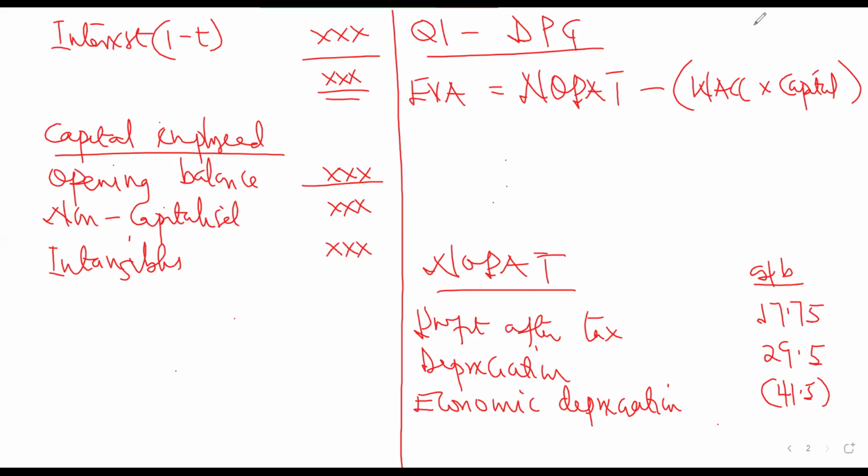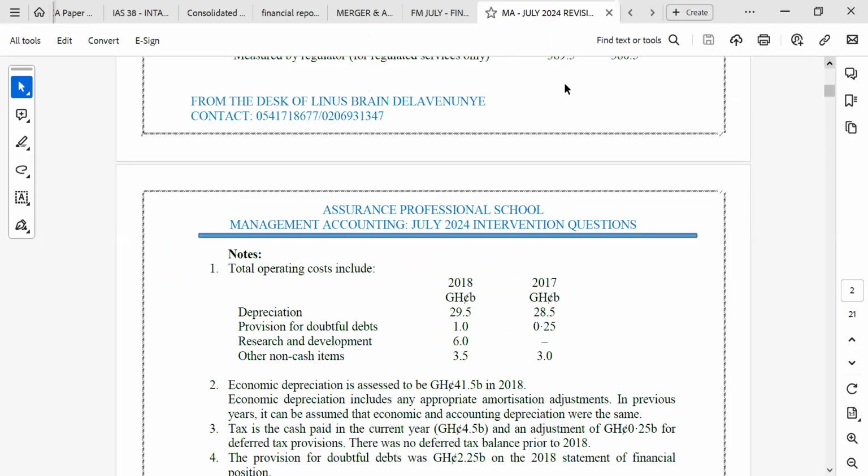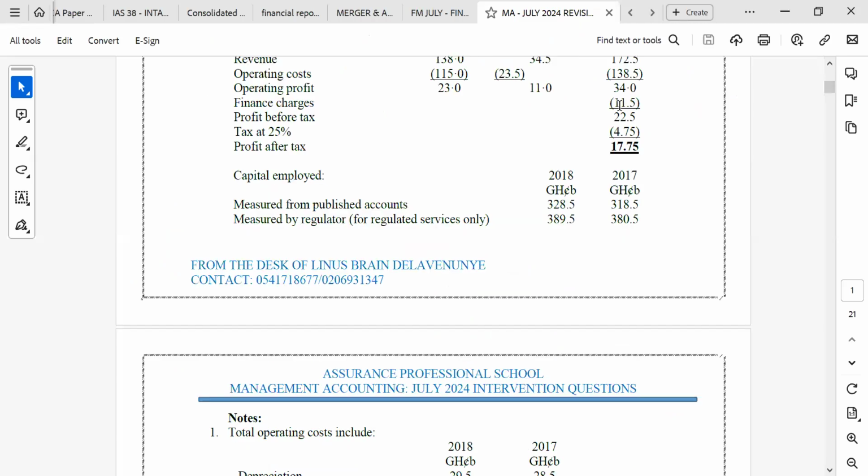The next one is what we call, let's bring the finance charge, which will be the interest. So for the interest, you bring only the after tax interest. The question has given us the finance charge already. How much is the finance charge? 11.5. Okay. So what is our tax rate? 25%.